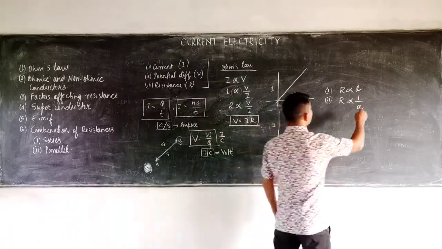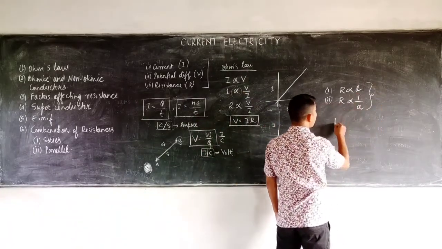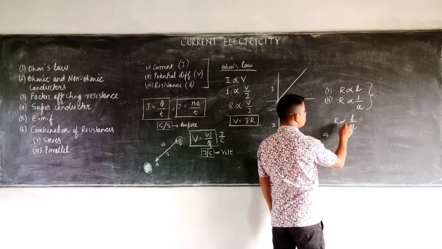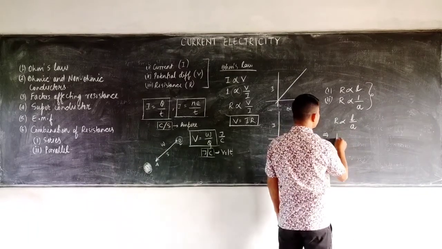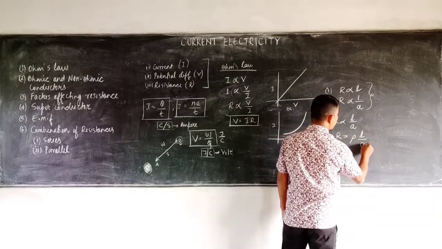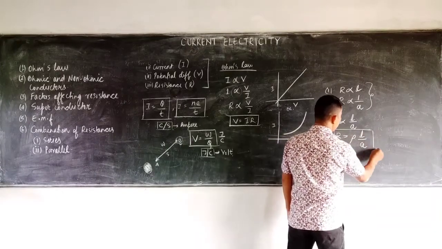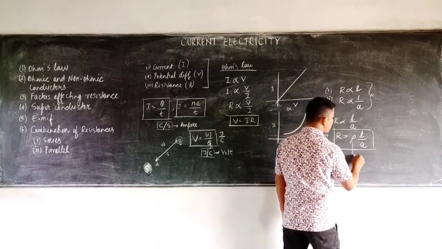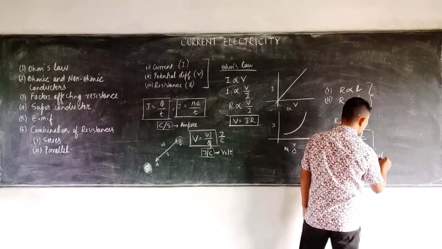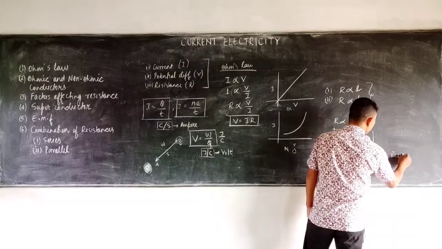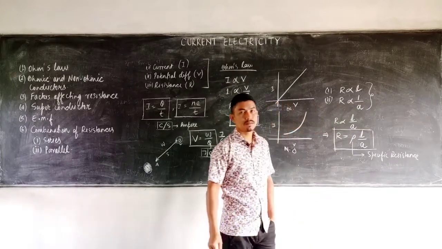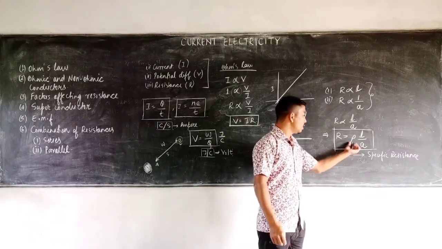Now if I combine both of these factors, then I'll get R is directly proportional to L divided by A. Now again, to remove this proportionality sign, I introduce one constant, R equals rho L divided by A. The name of this constant that I introduced is known as the specific resistance, or simply we can call it resistivity.